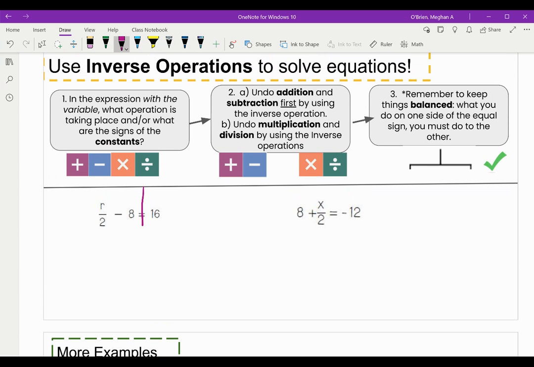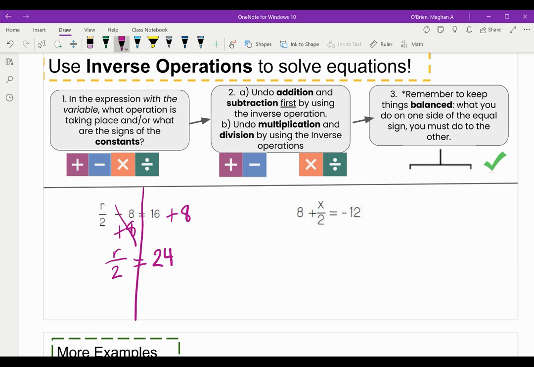Hopefully you're getting the gist. Okay, I'm going to focus on the constant. The variable is right there. So this -8, I'm going to add 8. I'm going to add 8 over here then. So now I have r divided by 2 equals, what's 16 plus 8?